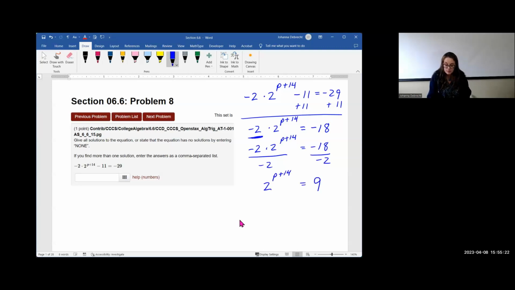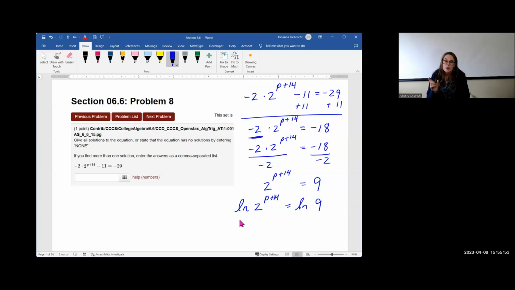Now this is possible. A 2 raised to a power will give me a positive, so it's quite possible that this works. But notice that this is a 2 and this is a 9. Now 9 can be written as a power of 3, but not as a power of 2. So I need a natural log to help me. So I'm going to take the natural log of both sides. So I have 2 to the p plus 14 equal to the natural log of 9.